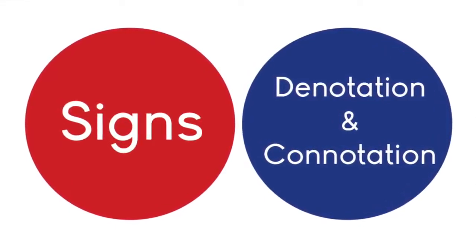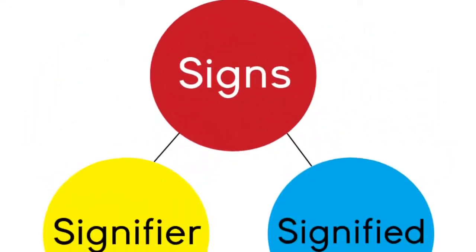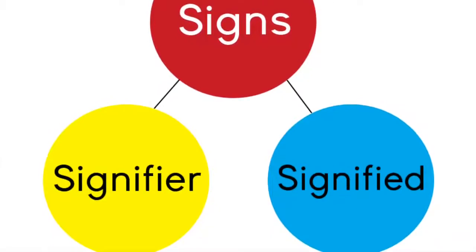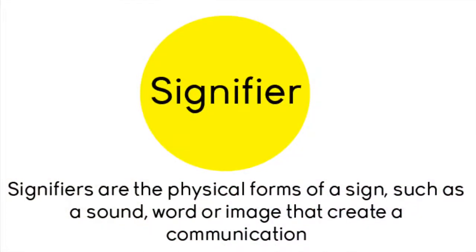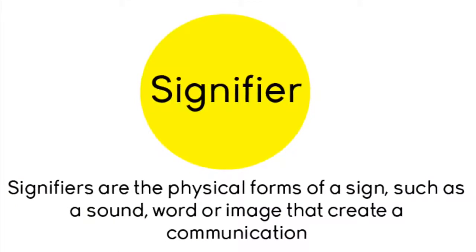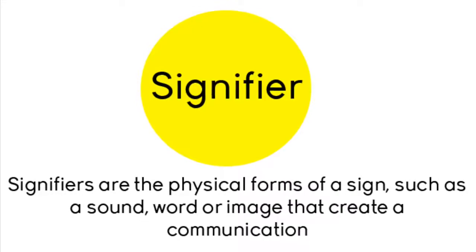We'll begin this quick lesson with signs. Signs are broken down into two parts, signifiers and the signified. Signifiers are the physical forms of a sign, such as a sound, word, or image that create a communication.